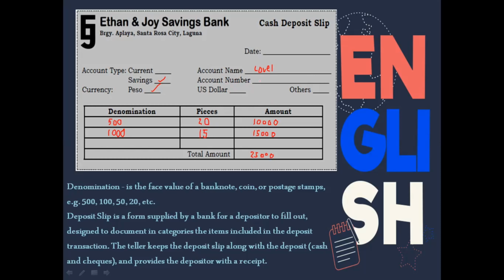provide incorrect information, our hard-earned money might be gone in a snap. Okay? So mabilis siya mawala, baka hindi na natin, or ma-misplace yung money natin because we provide incorrect information.